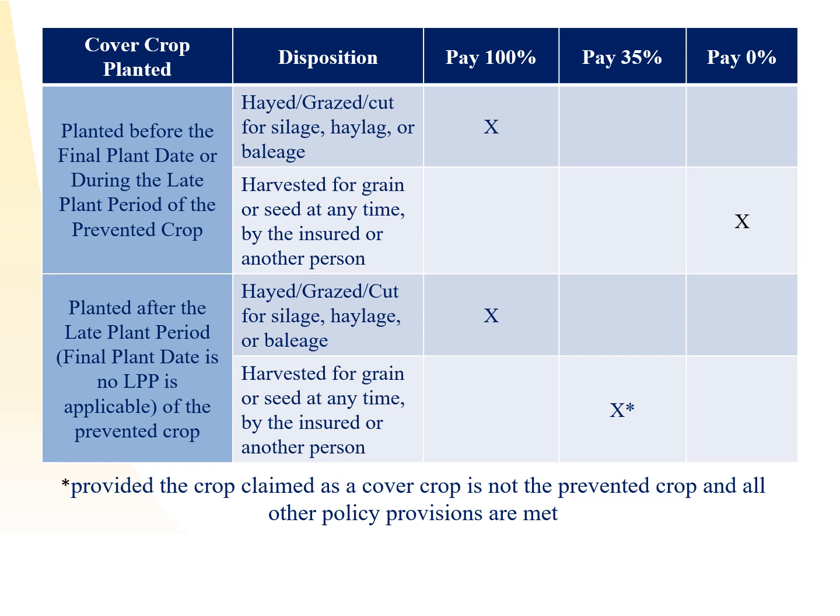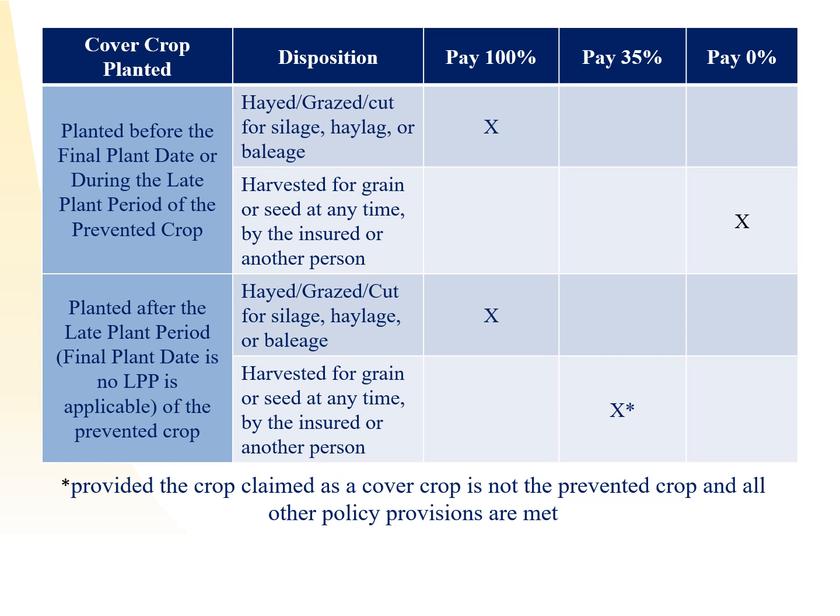So pretty big deal. Here below, this is saying if you plant after the late plant period, so if we're past our June 25th date, which is the end of the late plant period for corn, and you plant a cover crop there, again, if you take it for silage, haylage, or baleage, you're fine. If you harvest the grain for seed at any time on that, there's a little asterisk here. And this is something, again, communication with us and your adjuster.